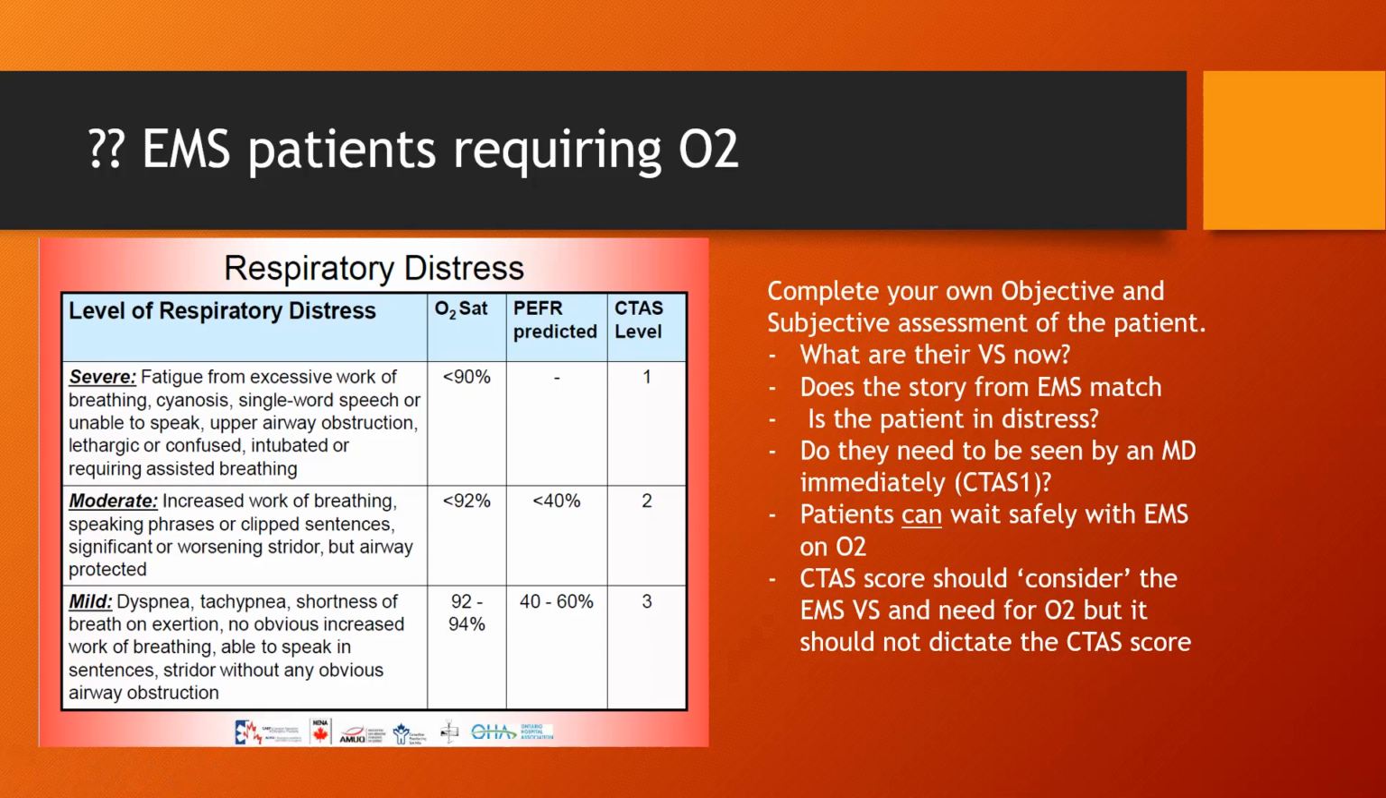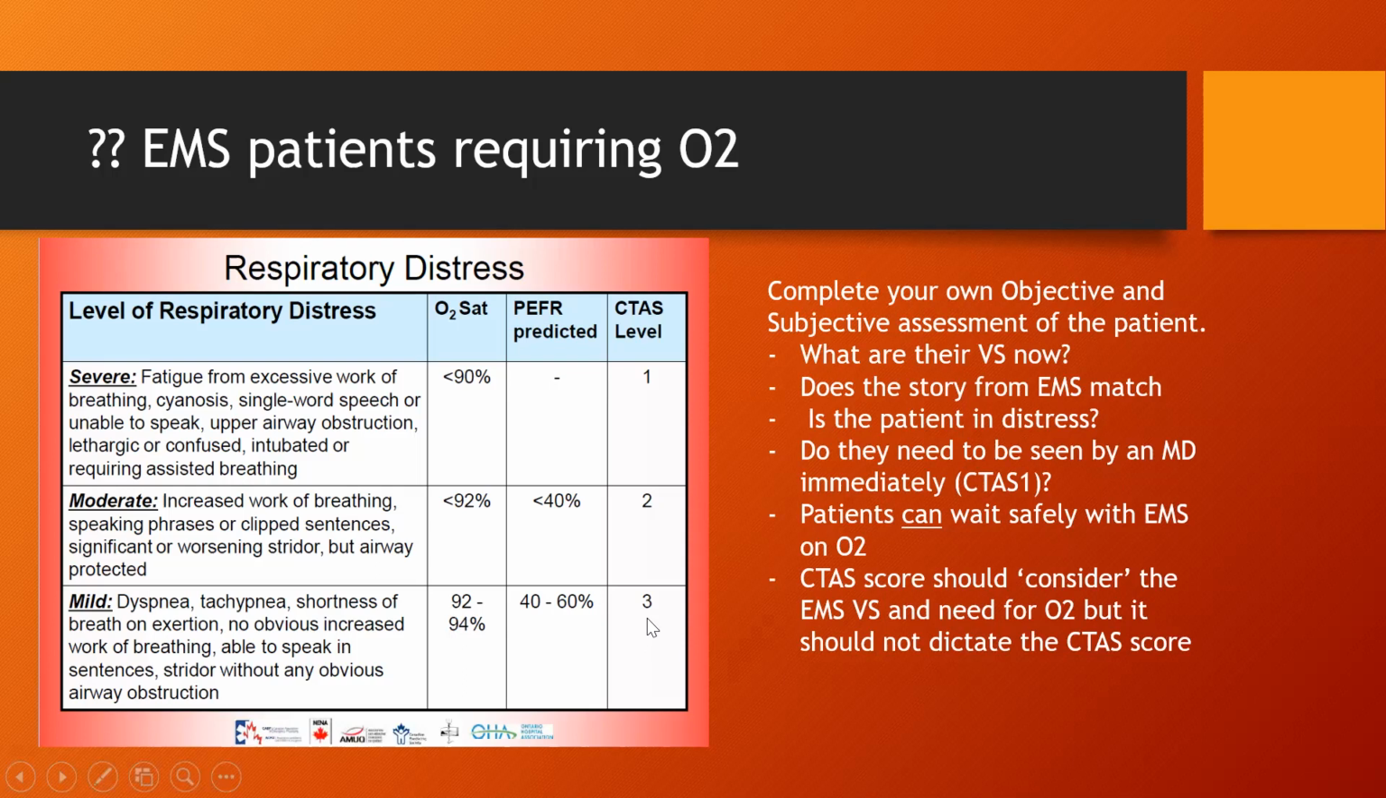I'm going to do the rest of my investigations. Do they have decreased air entry on one side? Was there any trauma related? Did they have a fever? And this is a pneumonia. You are taking the entire story and making a really conscious decision about what their triage score is going to be.